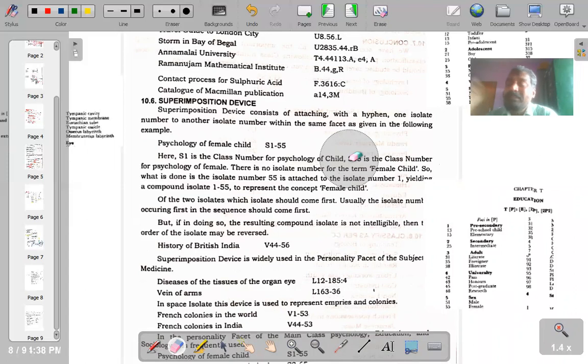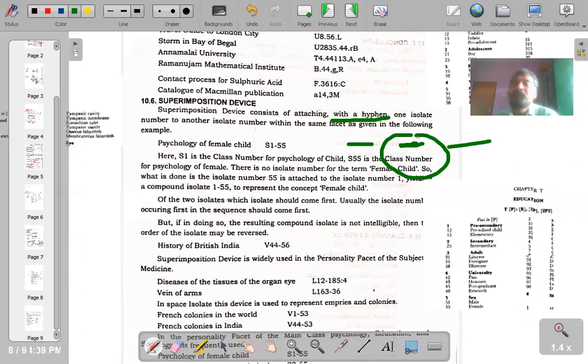Okay, and what symbol do you have to use? Please understand here. You need a hyphen. First isolate, second isolate, and in between the two isolates you need to put a small hyphen. So whenever there is a hyphen which separates two isolates, you can say that is the use of the superimposition device. Let us see a few examples.